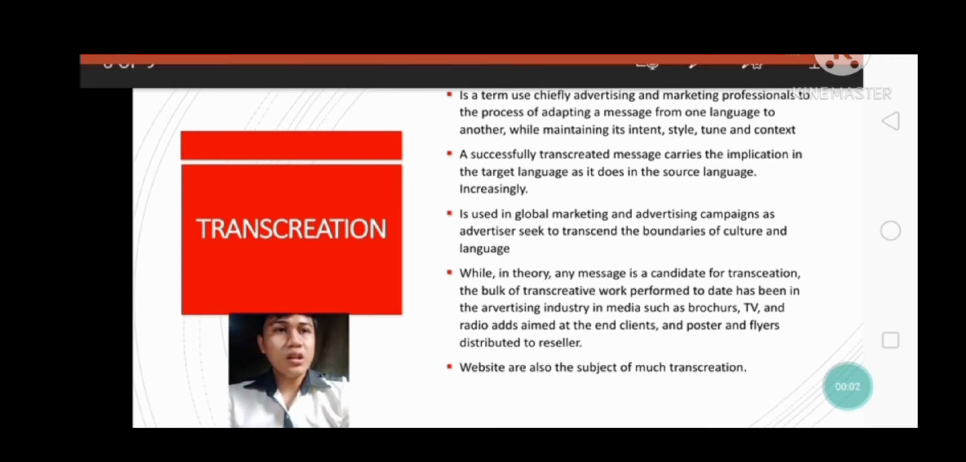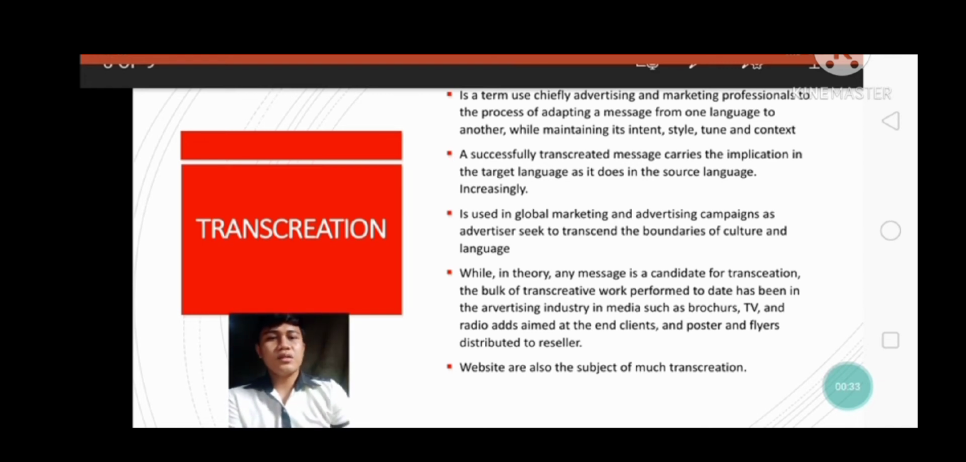While in theory any message is a candidate for transcreation, the bulk of transcreative work performed to date has been in the advertising industry, in media such as brochures, TV, and radio ads aimed at end clients, and posters and flyers distributed to resellers. Websites are also the subjects of much transcreation.